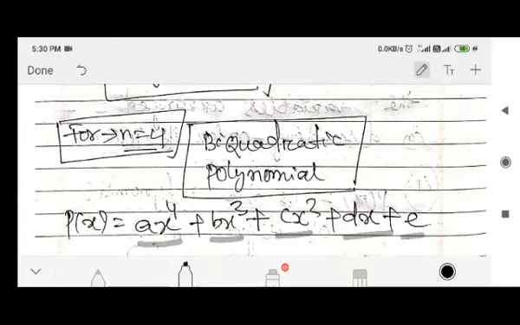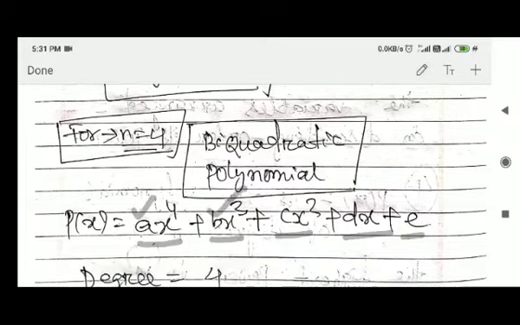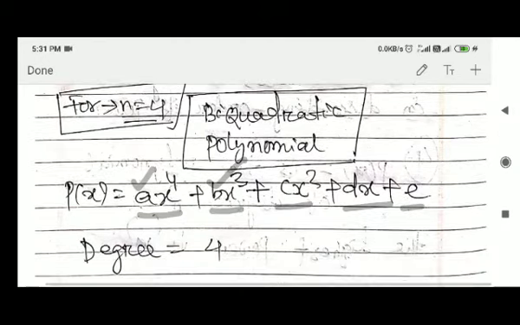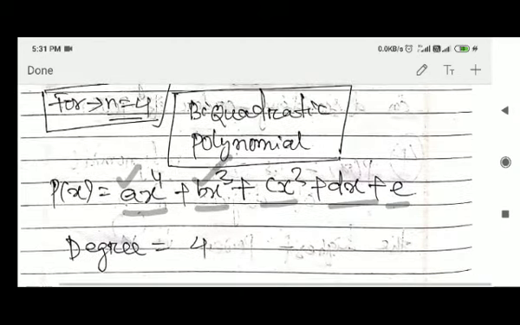Why am I changing the coefficients to a, b, c, d, e? Because I am denoting them in a simpler, easier way, so that for x to the 4 I take coefficient a, for x cube I take b, and similarly c, d, e, and so on. So here, as n equal to 4, the degree is also 4. So n is your degree. If n is not given, arrange all the variables in descending order. After arranging in descending order, the highest power of the variable is the degree of the polynomial.